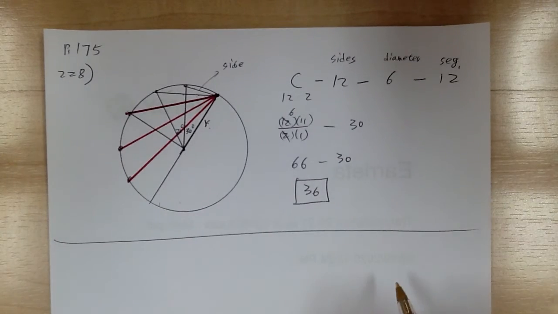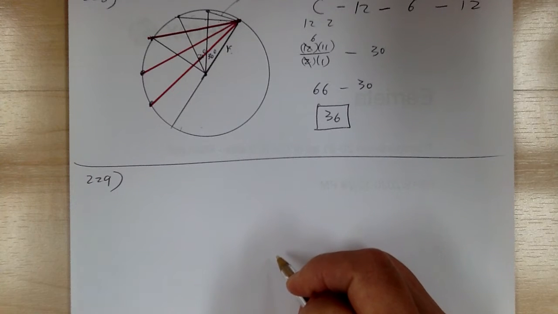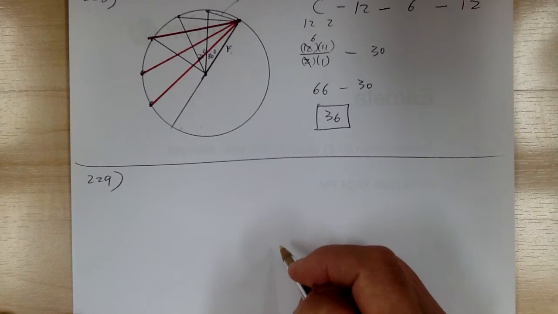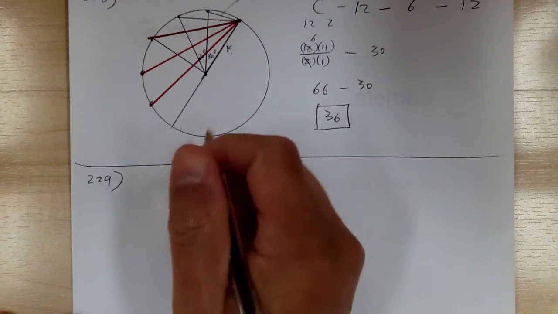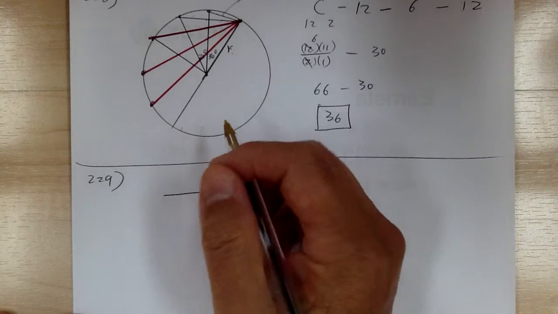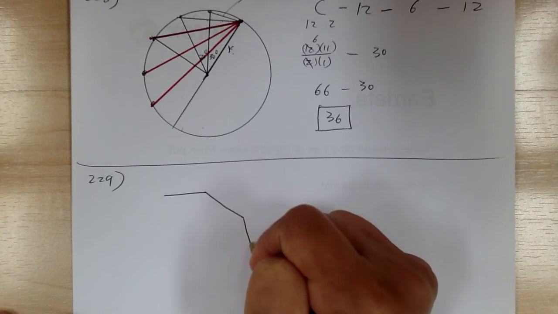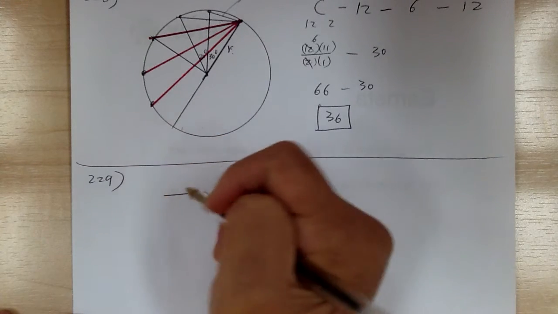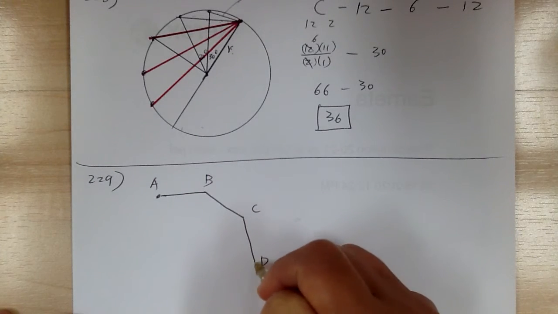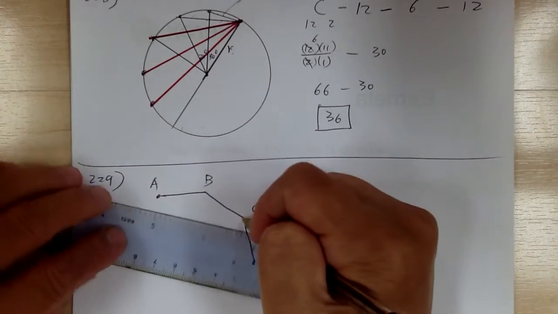Okay, let's go to 229. In a regular polygon ABCDE dot dot dot dot, we have an angle of ACD equal to 120 degrees. Okay, so first let's go and work these things out. Let's call this A, B, C, D. Again, we don't know how many sides yet.